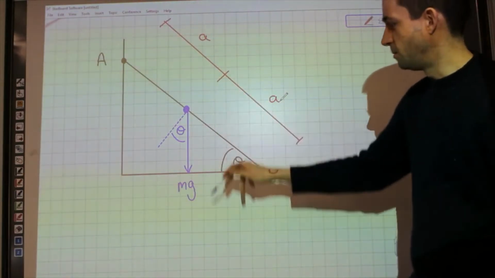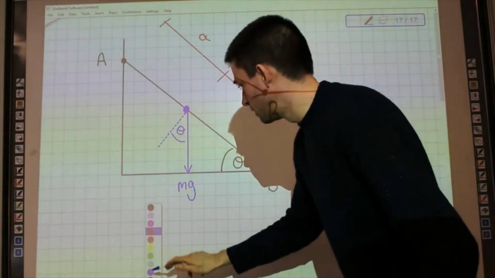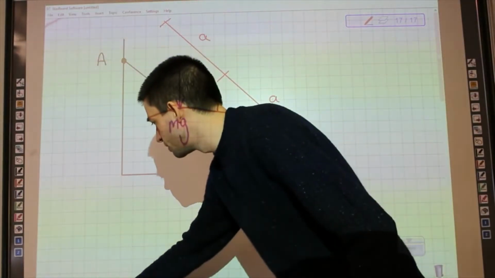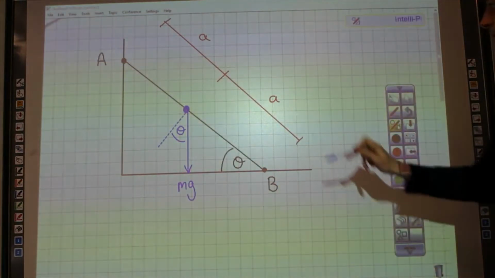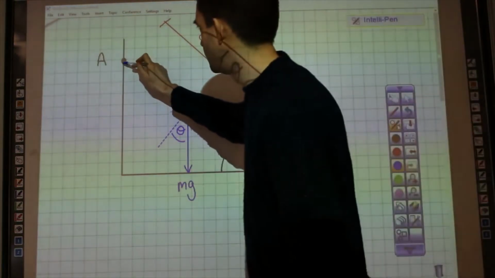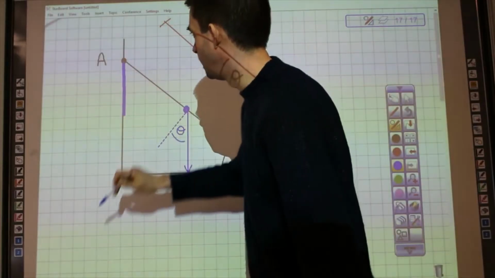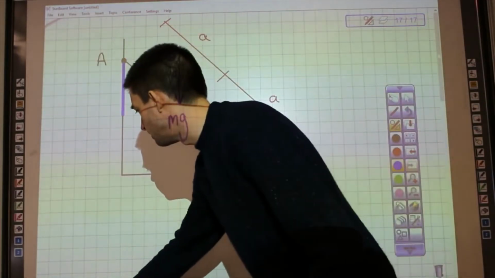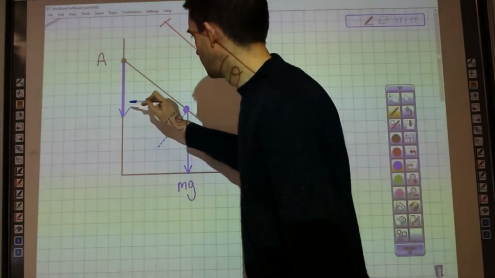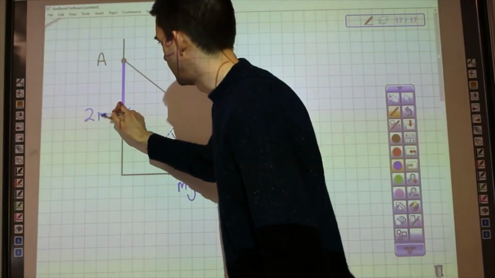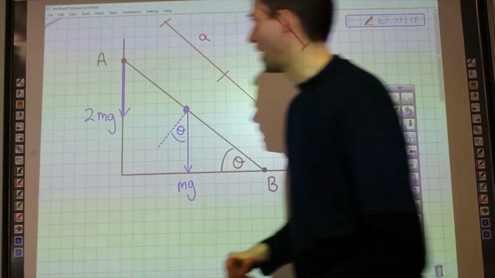So I've got that force mg there. I'm then told that there's a force, or a mass, sorry, twice the mass of the ladder itself placed at A. So I'm going to draw down here in slightly fatter pen so you can see it over the wall. That force acting downwards there, and that force is 2 mg.